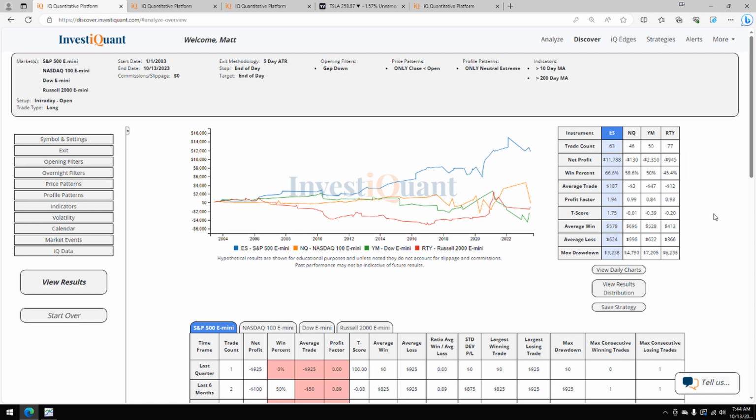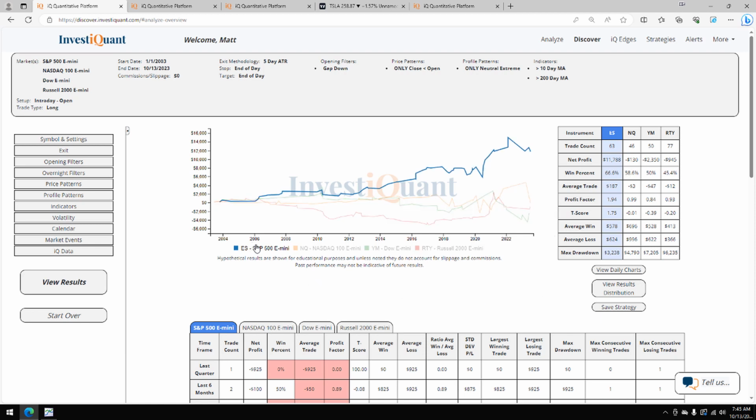If you take a look at the average moves, the average move to the downside in the S&P is a little bit larger than the average win. That's also the case here in the NASDAQ, in the Dow, and then the Russell is the only one with a larger average win. So 3 of the 4 have larger average moves to the downside. 2 of them are slightly favored, with the S&P being the strongest.